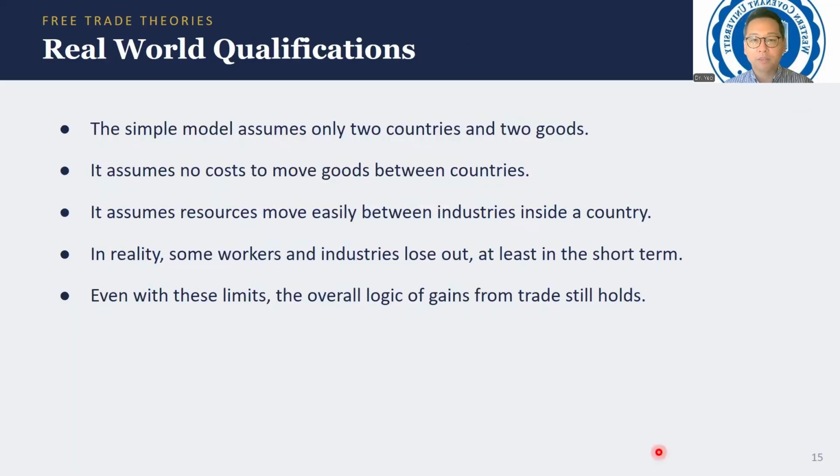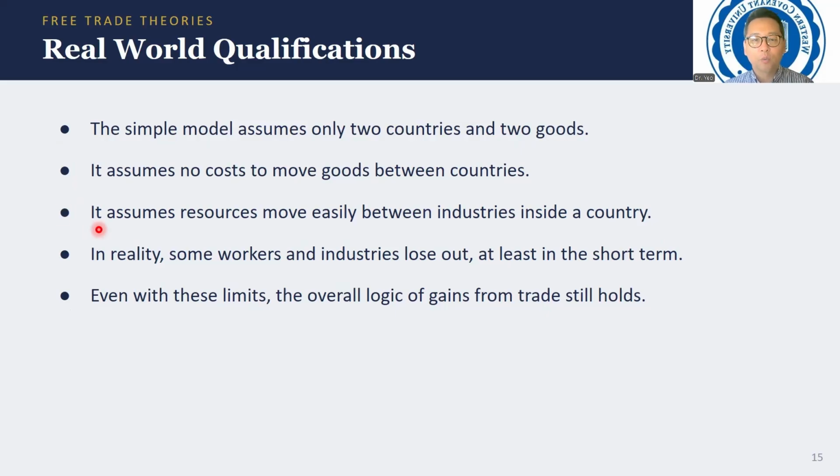Like any simple model, Ricardo's theory makes some simplifying assumptions that do not perfectly match the real world. It has shortfalls as well, like Adam Smith's. The basic model only considers two countries and two goods, when in reality, there are many countries and many thousands of goods, right? It assumes there are no costs to transport goods between countries. That is unrealistic, right? So we need transportation, and it costs.